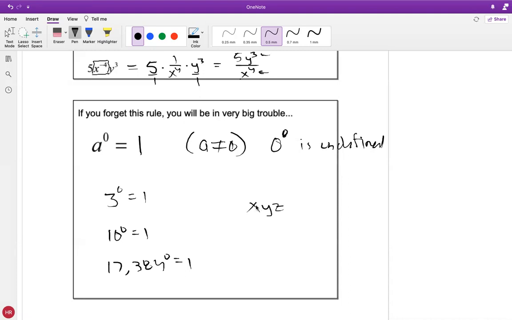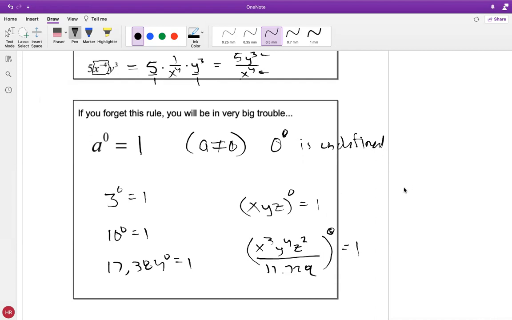X, Y, Z to the 0, that equals 1. I don't really care what X, Y, Z is, assuming that none of these things are 0, of course. X cubed, Y to the 4th, Z to the 2nd over 11.72 Q to the 0, that's going to equal 1. Anything to the 0 equals 1, except for 0. That's the rule. Don't forget this.